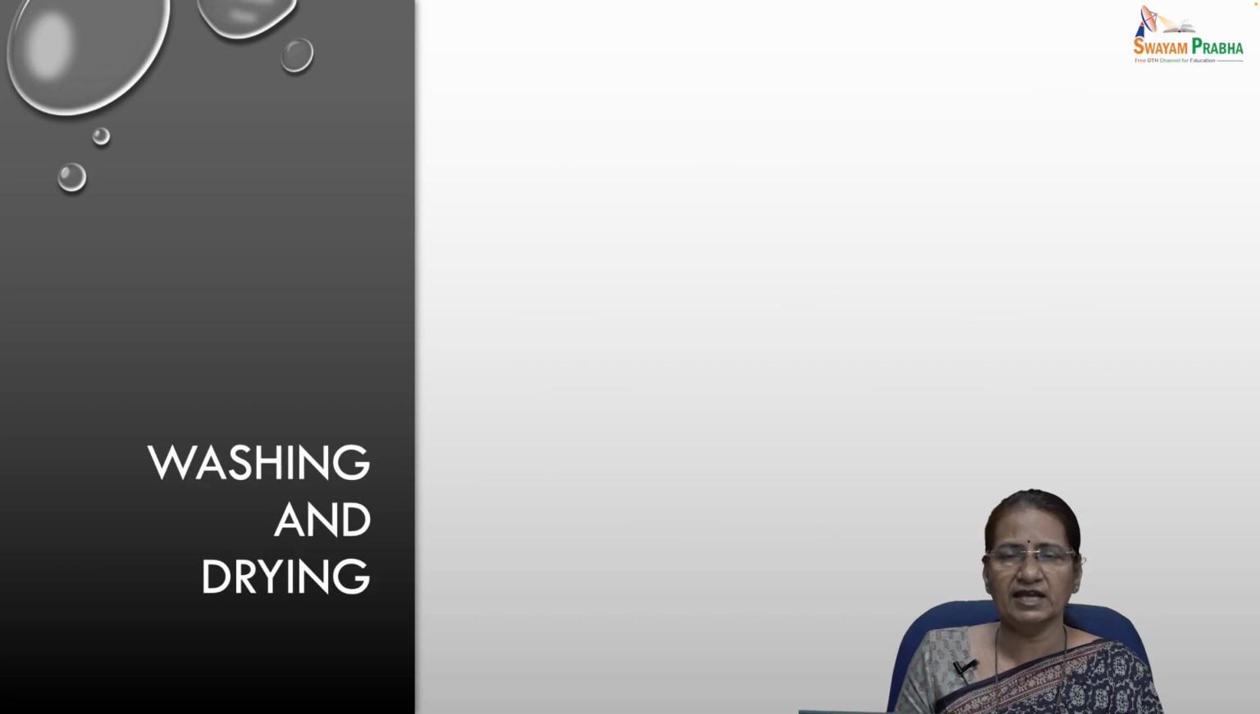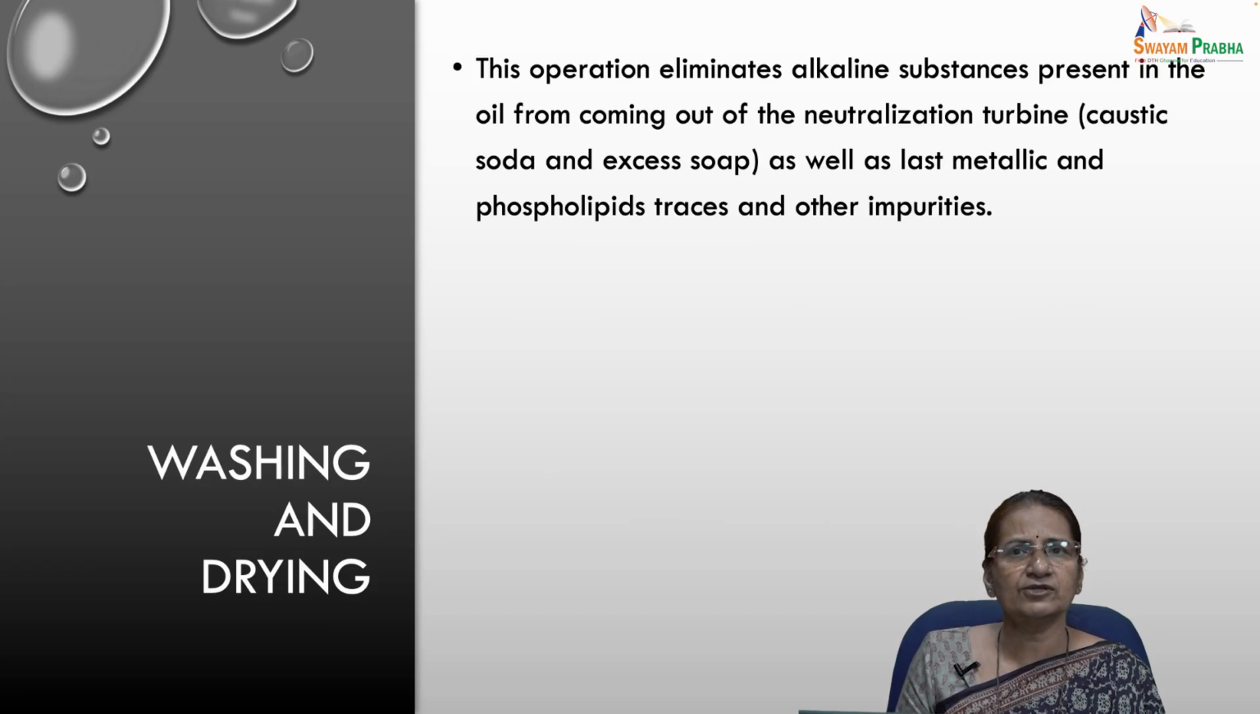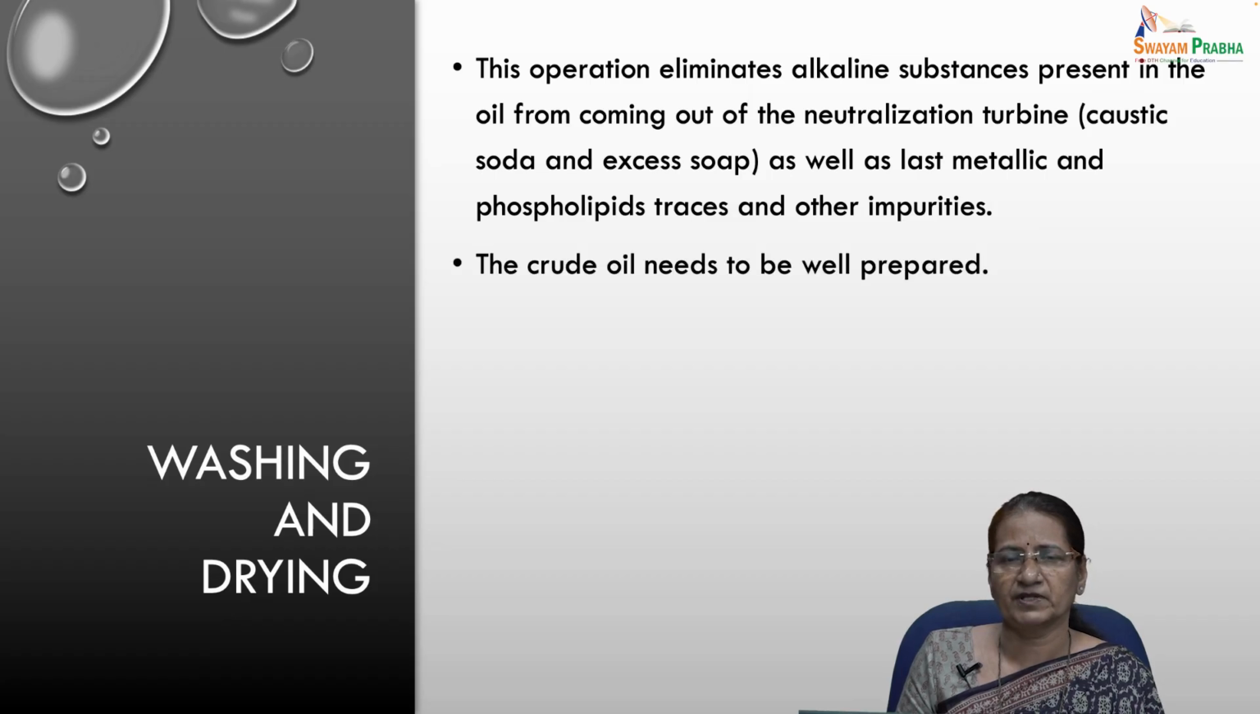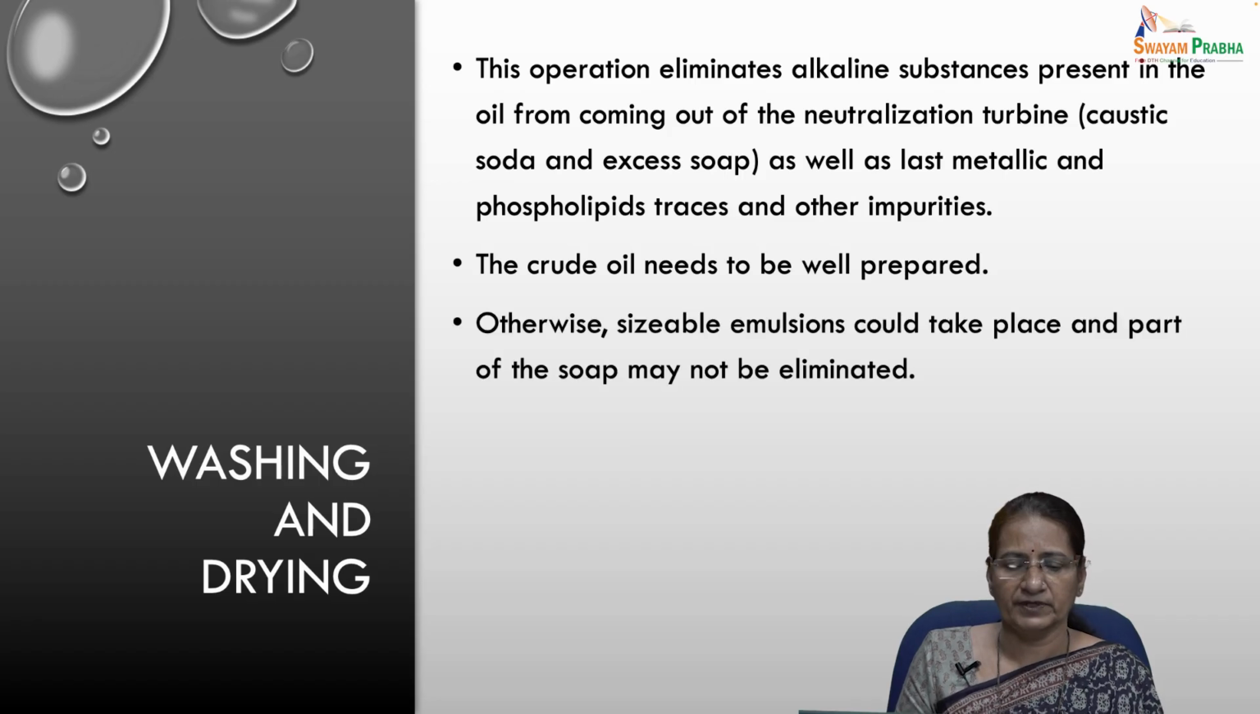Now, washing and drying. This operation eliminates alkaline substances present in the oil coming out of the neutralization turbines, like caustic soda and excess soap, as well as last metallic and phospholipid traces and other impurities. The crude oil needs to be well prepared, otherwise sizable emulsions could take place and part of the soap may not be eliminated.